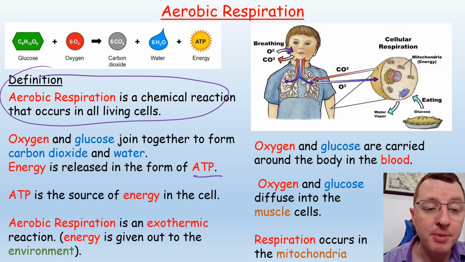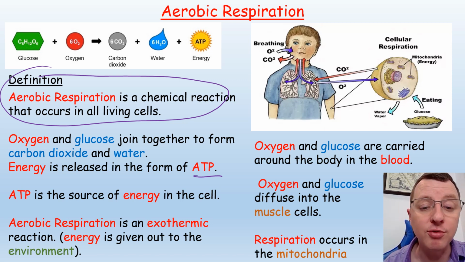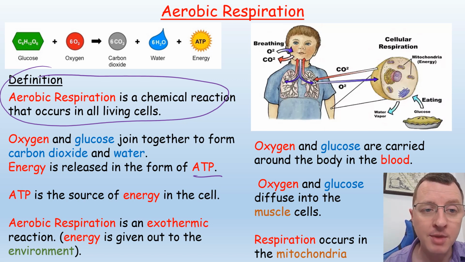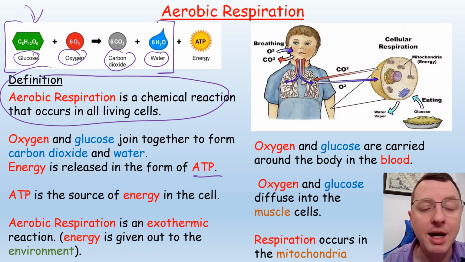So the ATP is a molecule which will capture and hold on to that energy. So the ATP is the source of energy in a cell. Aerobic respiration is exothermic, so that means it gives out energy to the environment. And you can see the equations for that here. The word equation is glucose plus oxygen gives you carbon dioxide plus water. Now it's important to remember that this is the word equation. We cannot write the word energy in a chemical equation because energy is not a chemical.